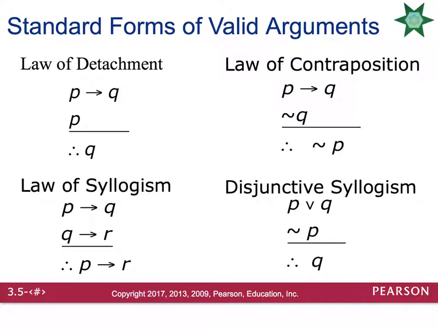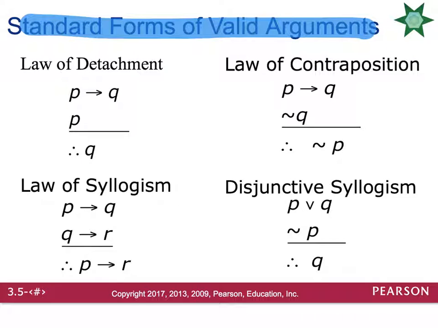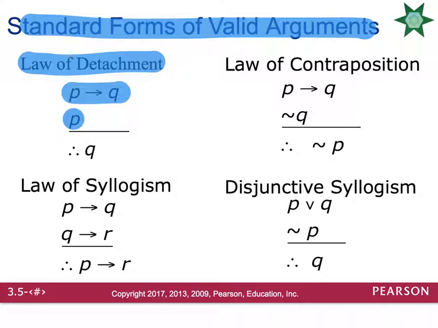Okay, let's look at some common standard forms of valid arguments. The law of detachment says if P then Q, and P, then Q. Let's look at this in the context of our exam problem. If you pass exam 2, then you pass the class. Well, you passed exam 2, so therefore you must have passed the class, right? Because I said that. So this kind of makes sense just on its observation.